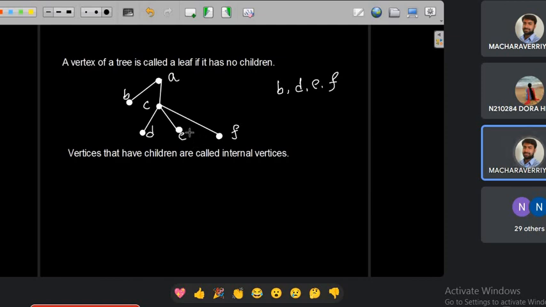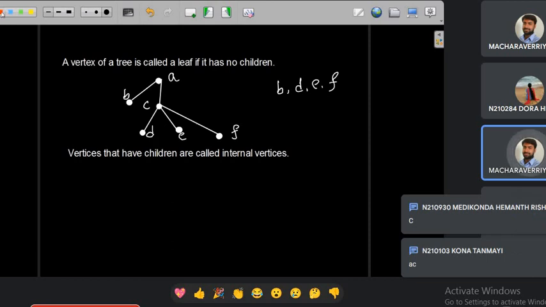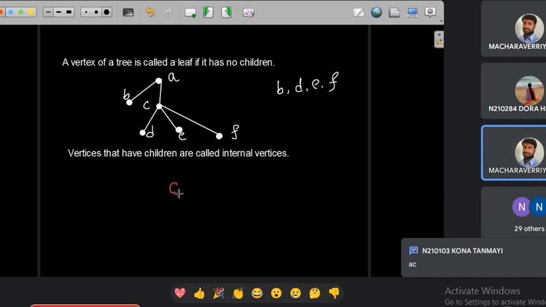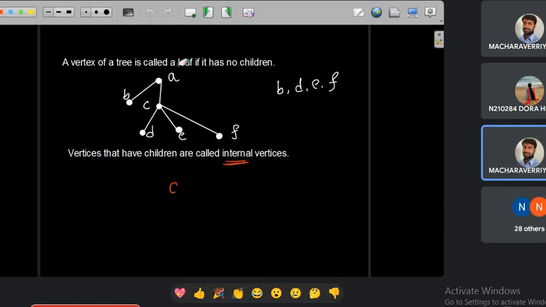Alright. So what are the internal vertices here? Yeah, the internal vertex is C. If you include A also, fine, but we take it except the root while drawing the graph. So here the leaves are B, D, E, F. Right? Now the internal vertex is C only. And we don't consider A as an internal vertex. The root will not be considered an internal vertex unless the root is the only vertex in the tree.